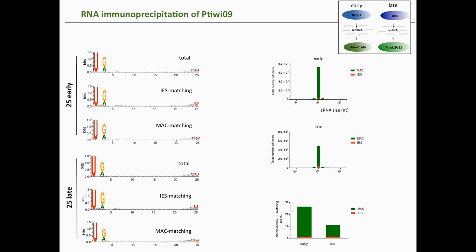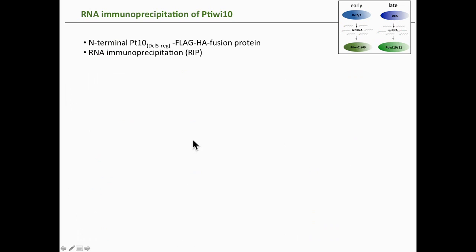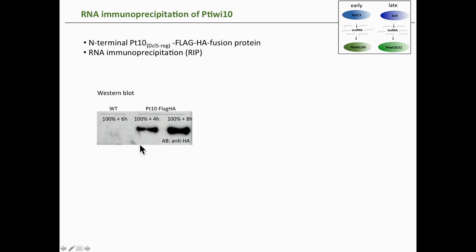Of course, we also did this experiment with PV10. We also flag-tagged it, putting a FLAG tag on the N-terminal side. We performed the RIP. Here you see the Western blot. We decided to take two different late time points, especially because we had it under the control of DCL5, and this is expressed a little bit earlier than PV10. And here is the corresponding gel.